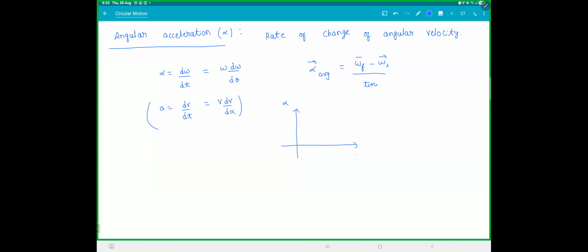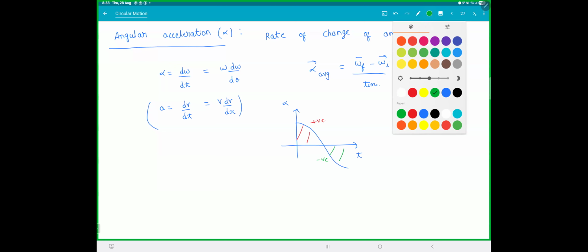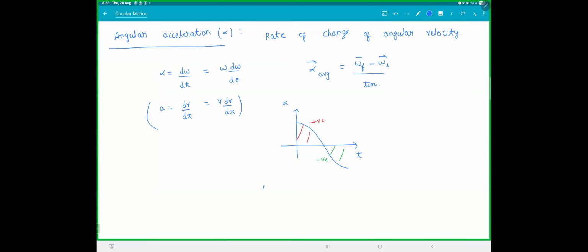So in alpha t graph, the area above is positive. Area below is negative. So integral alpha delta t will give you change in angular velocity. Omega final minus omega initial.